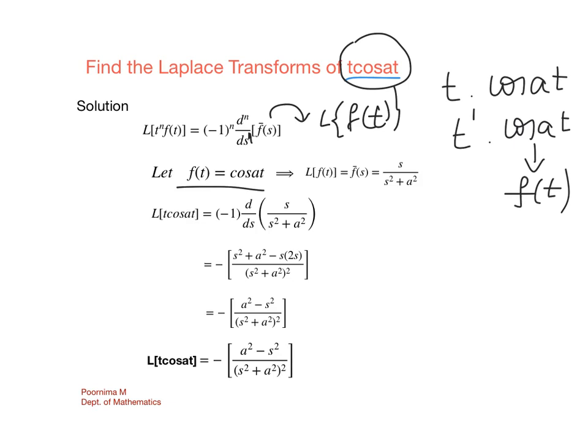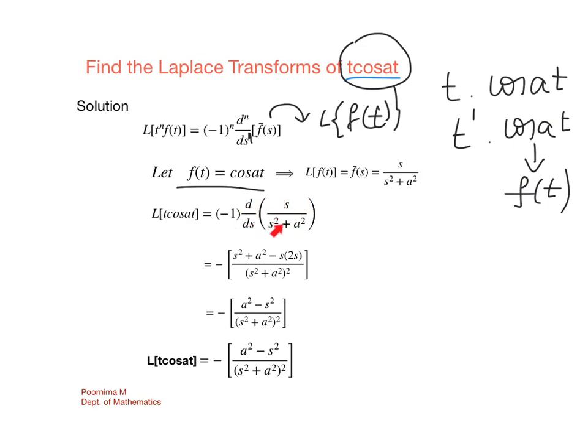So let us note down what f of t is given. It's cos at, and let us obtain the Laplace transform of the given f of t, considered F of s, given by the formula s by s square plus a square. Now according to the multiplication by t property, since n is 1 here, minus 1 power 1 is a minus, and one time differentiation, that is d by ds of F of s, where the Laplace transform of f of t is s by s square plus a square.